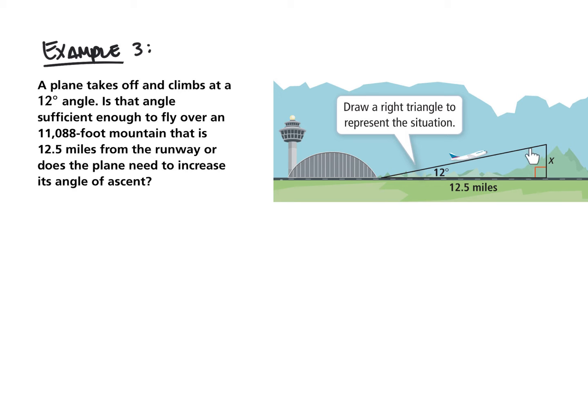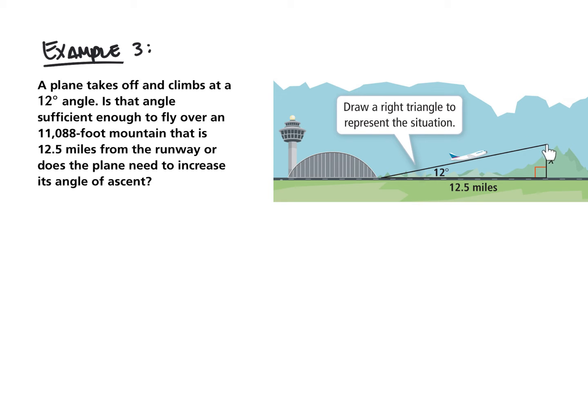So you can see we have this right triangle that this problem creates. It creates this right triangle where we have the place where the plane left the runway. We have the base of the mountain right here, and that's 12 and a half miles away. We need to figure out this length right here. This corner of this triangle would represent the place where the plane is when it gets directly over the mountain, directly over the place where the mountain is 11,088 feet high.